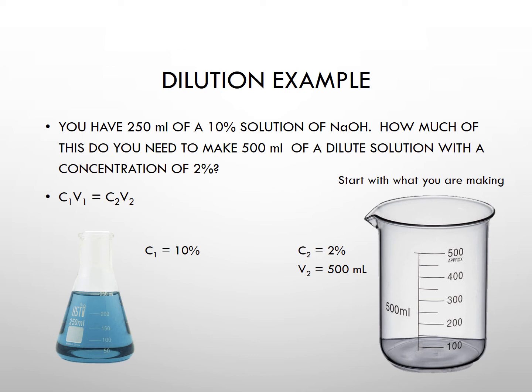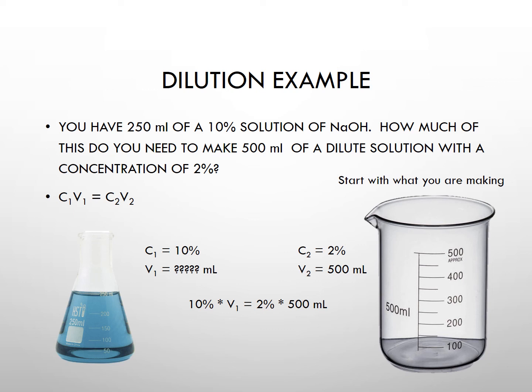And before you get ahead of yourselves, we are not going to say that V1 is 250 milliliters, even though that's the volume that we have in our flask. The reason being is we're not going to use all 250 milliliters. The question is, what portion of that 250 mils do we need to use? So in this question, V1 is currently an unknown. If we plug all these in, we end up with C1V1 is 10% times some unknown volume, which is equal to our concentration of our final product, 2%, times a volume of 500 milliliters.